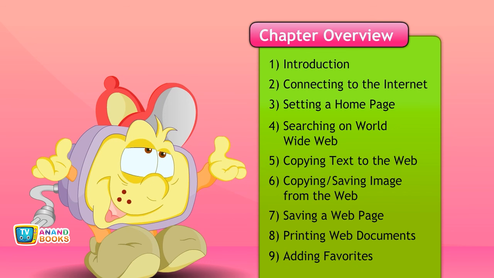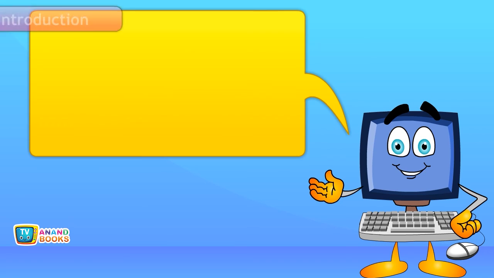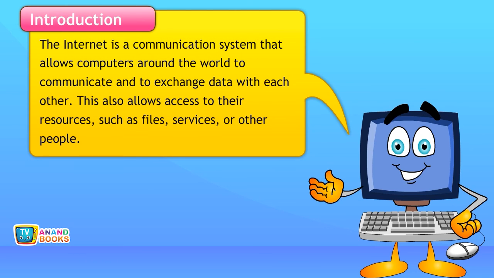adding favorites. Introduction. The Internet is a communication system that allows computers around the world to communicate and to exchange data with each other. This also allows access to their resources such as files, services, or other people.